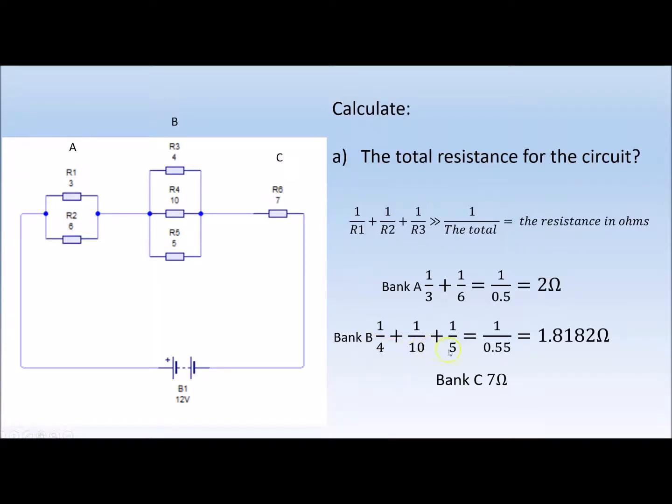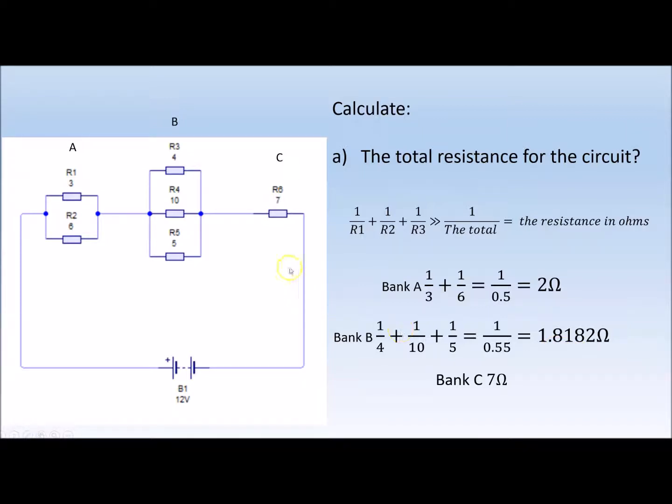For bank B, same again, but this time we've got 3 components, so we've got 1 over 4 plus 1 over 10 plus 1 over 5, that equals 0.55, and then you do 1 over that, and that gives us a resistance for that bank of 1.8182. At level 3 I would expect you to be working to 3 decimal places, so an answer of 1.818 would be sufficient.